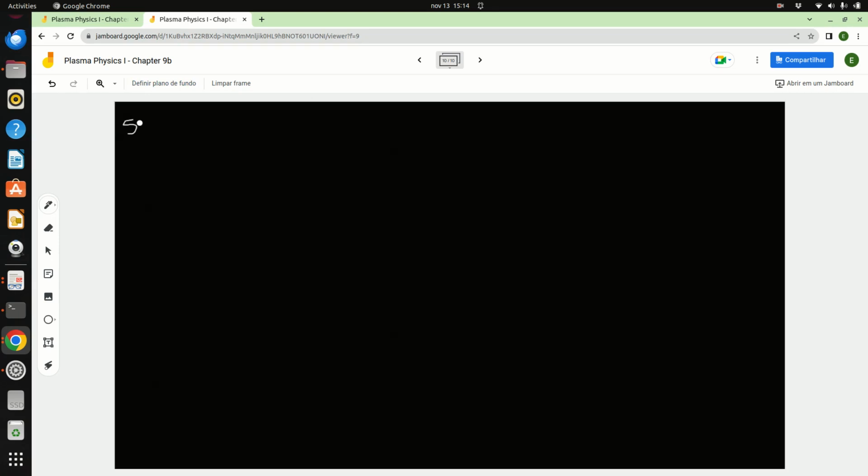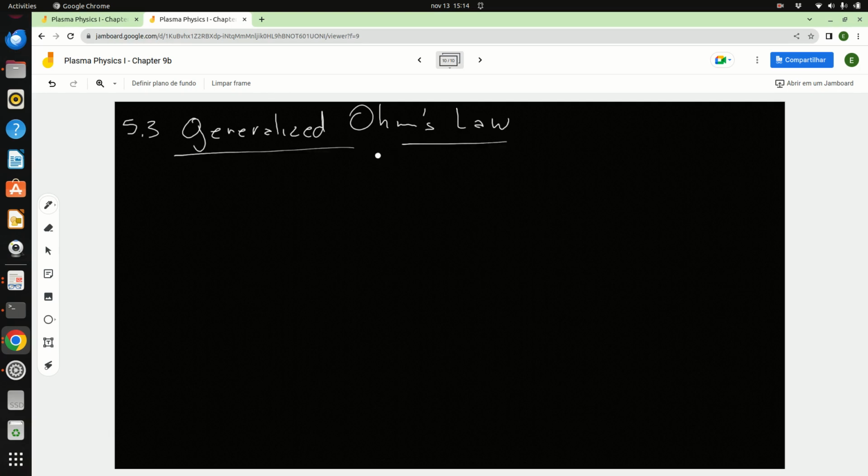And in section 5.3, there is a derivation of the generalized Ohm's law. This is a fairly long section, but it's not difficult to understand. There are no tricks, there are no magics performed. I don't have to show you any hidden motions in the derivations. So I think you may just read it, okay? Read it in the book. But then you will have the derivation of this equation here.